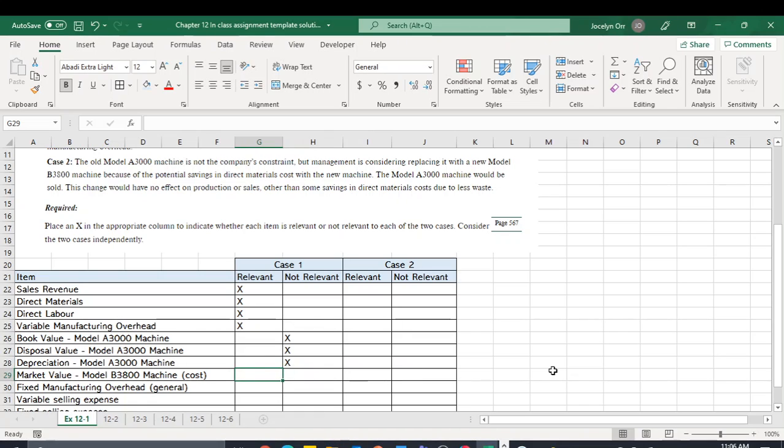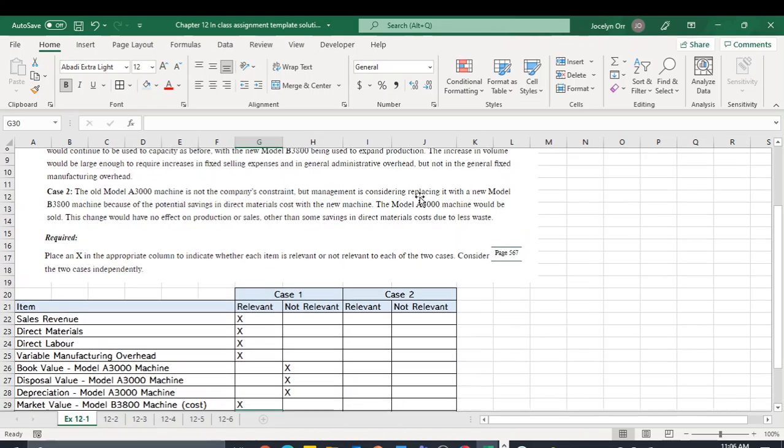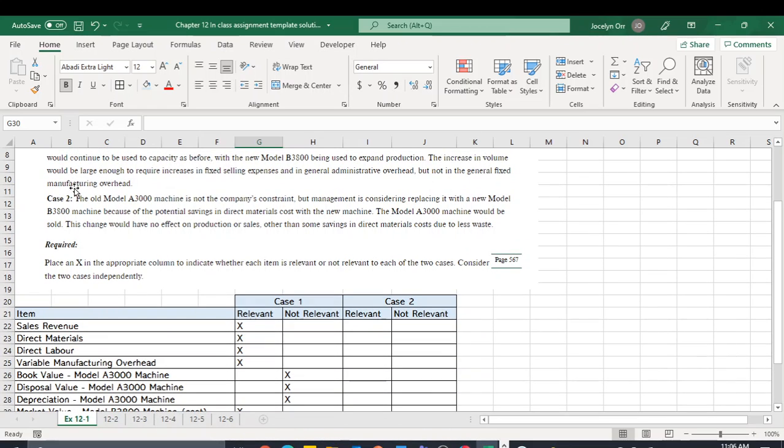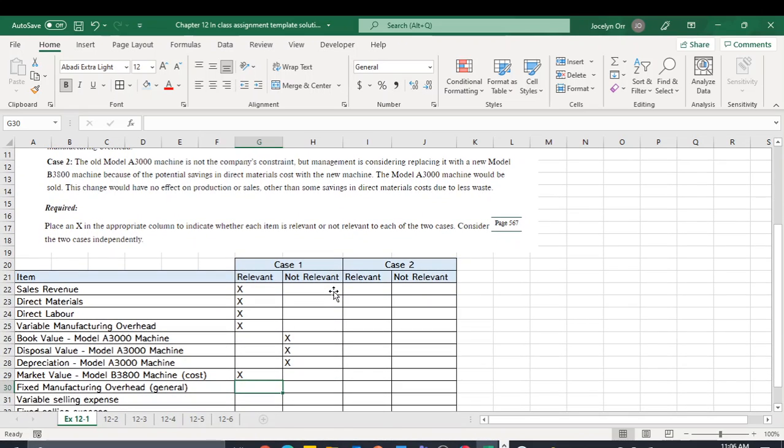The market value or the cost of the new machine is relevant, right? We won't incur that cost if we don't purchase the new machine. So it changes between the two alternatives, meaning it is a relevant cost. The fixed manufacturing overhead, looking at what case 1 tells us, the general fixed manufacturing overhead will not cause any increases. So that means it stays the same between both alternatives, making it an irrelevant cost.